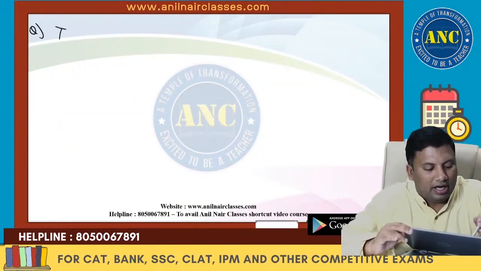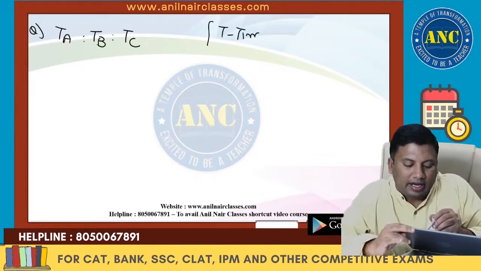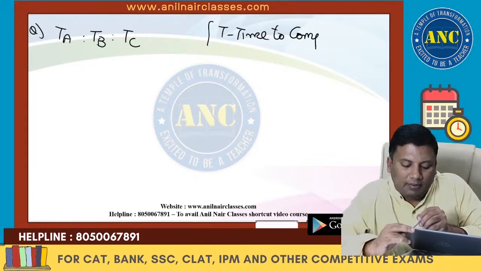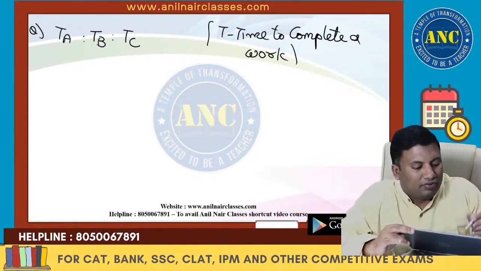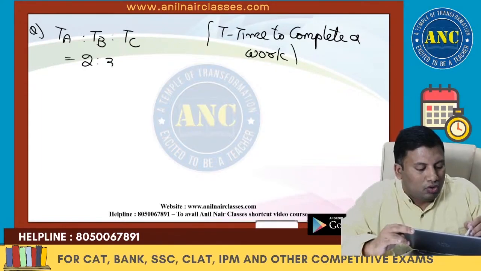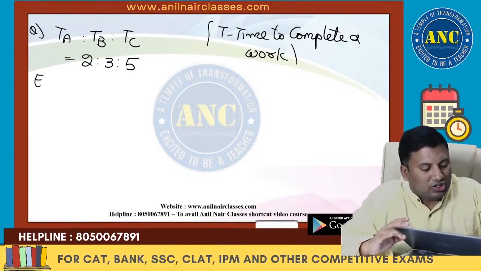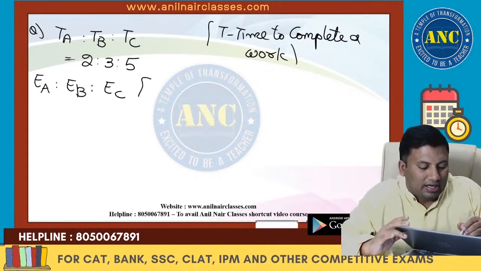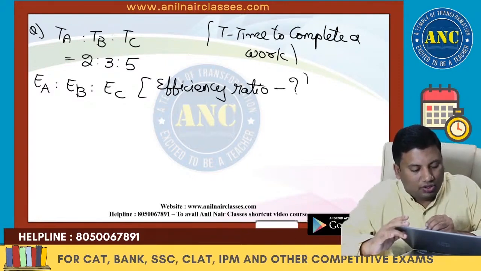Or TA is 2, TB is 3, TC is 5. T stands for the time taken to complete a work. This ratio is given as 2 is to 3 is to 5. What is the ratio of their efficiency? Time ratio is given. Efficiency ratio we need to determine.